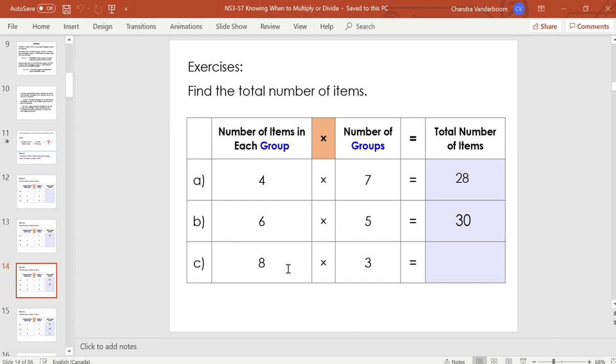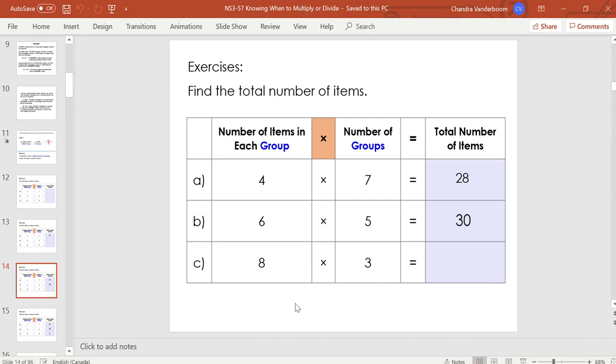How about if we have 8 items in each group and we have 3 groups? We don't know the total number, but we can figure it out by multiplying these. 8 times 3 equals, well, we can skip count. We can either skip count by 8 3 times, or we can skip count by 3 8 times. I think we know our skip counting by 3s better.